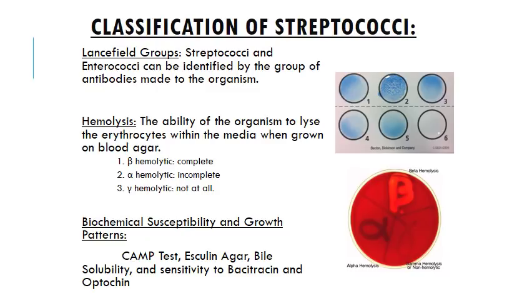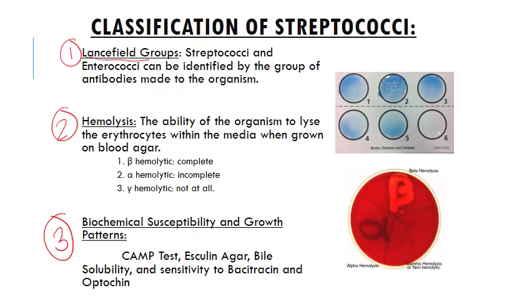So, as I mentioned before, there are basically 3 overlapping schema that are utilized to classify the different groups of Streptococci. They are the Lancefield groups, their hemolytic pattern on blood plate agar, and then a wide variety of biochemical tests that basically describe how they grow and what enzymes they contain. So let's start with the Lancefield groups.